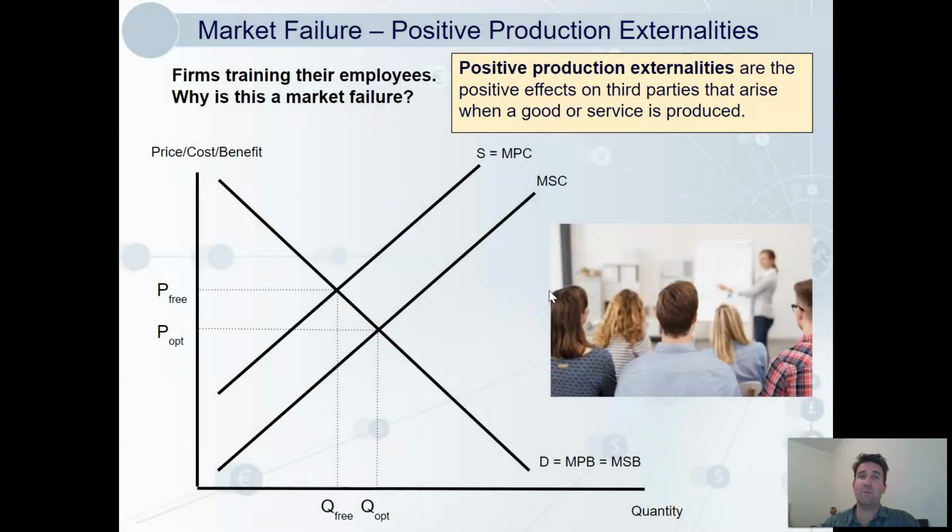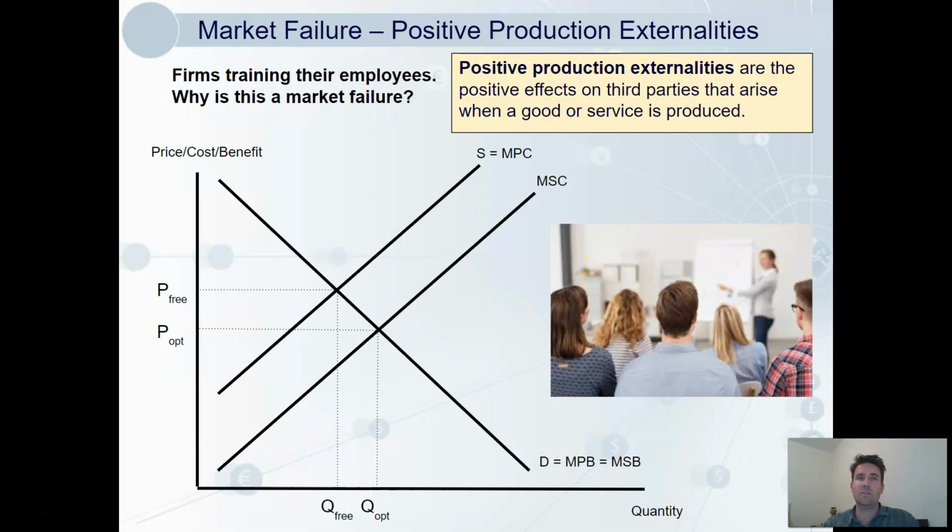Let's look at an example of positive production externality. So here, employers train their staff. That's a positive production externality. By producing training, and therefore high quality workers, benefits are extended to third parties. These third parties are going to be future employers who get the benefits of the training, and therefore also society as a whole through the increased productivity, as I said before.